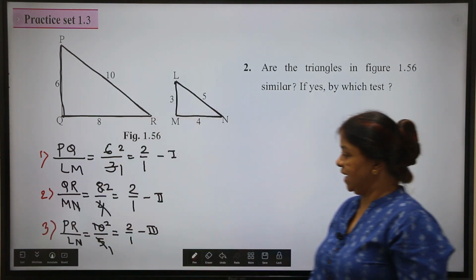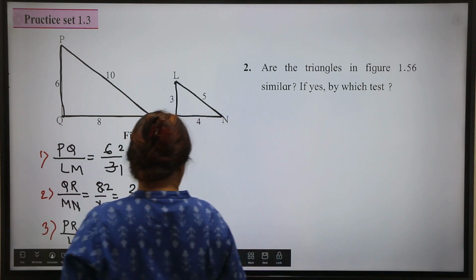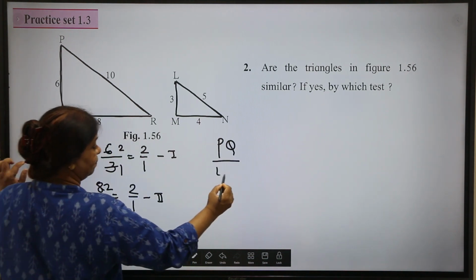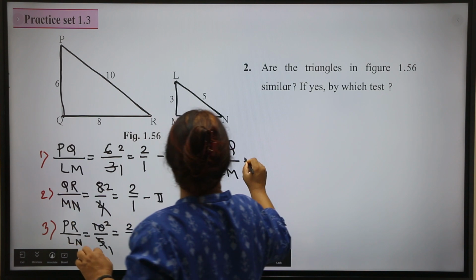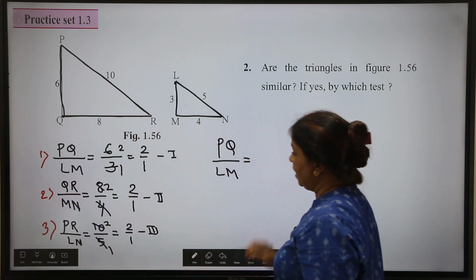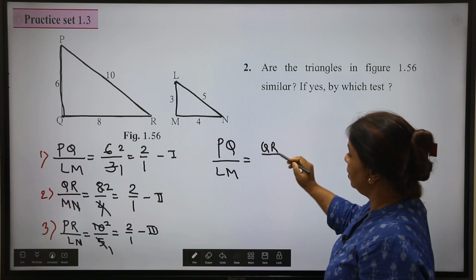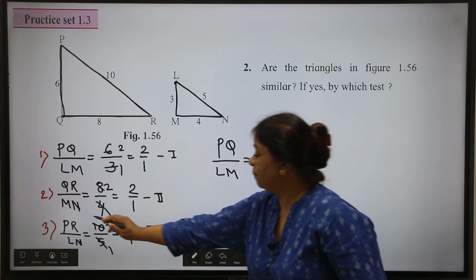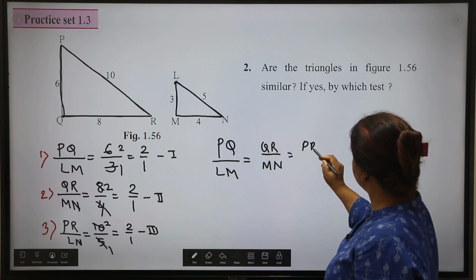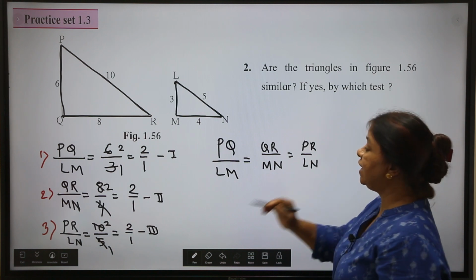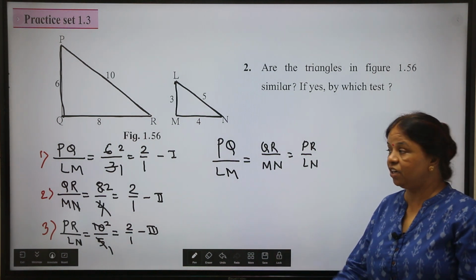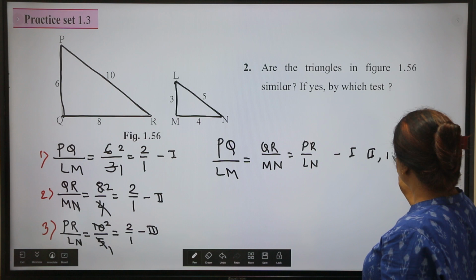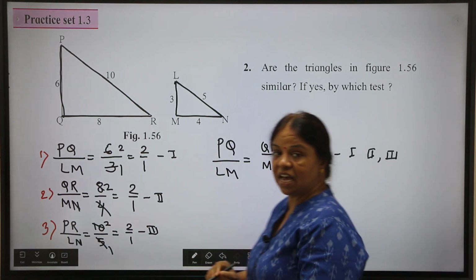If you compare all these three, you can come to the conclusion that PQ upon LM is equal to, because each ratio is equal to 2 upon 1, QR upon MN, which is equal to PR upon LN. All the ratios are equal to one another, and from where did we get this? We got it from the first, second and third statements. So all these three ratios are equal.